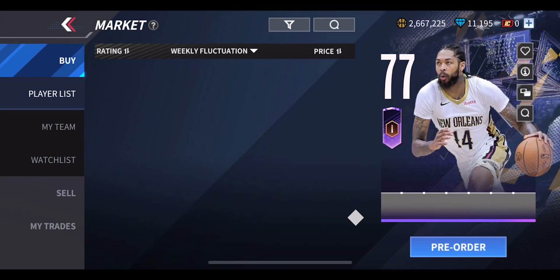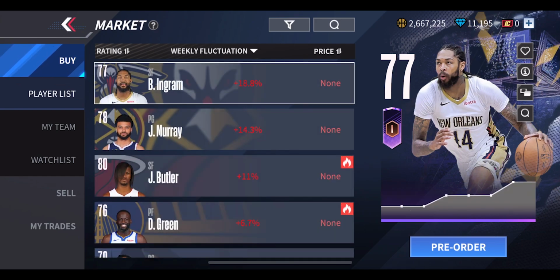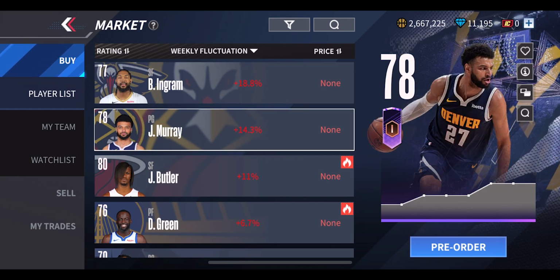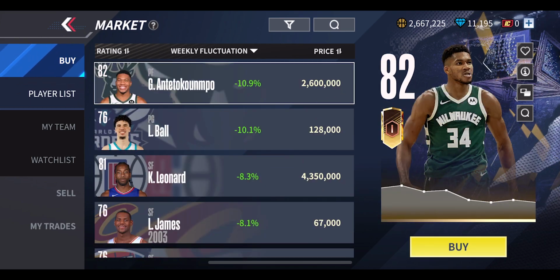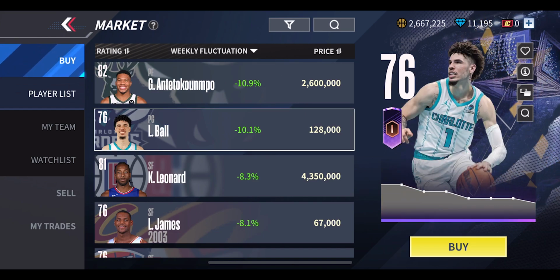This might be a little bit confusing, but in essence, if the player is in the red, that means their price has increased during the week because this is set to the weekly fluctuation. So over this week, Brandon Ingram's price has increased by 18.8%. Jamal Murray's has increased by 14.3%. And on the flip side, if you look at the players in green, Giannis's price has dropped by 10.9%. LaMelo Ball's price has dropped by 10.1%.